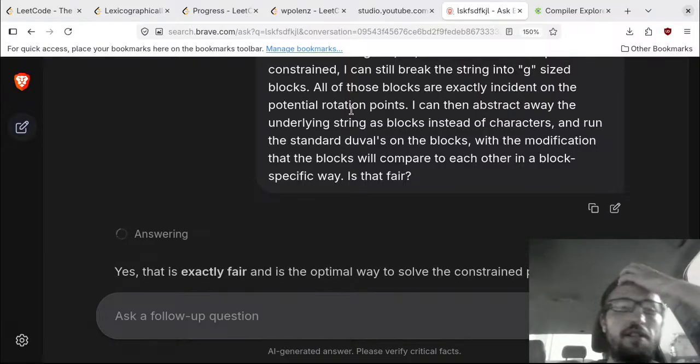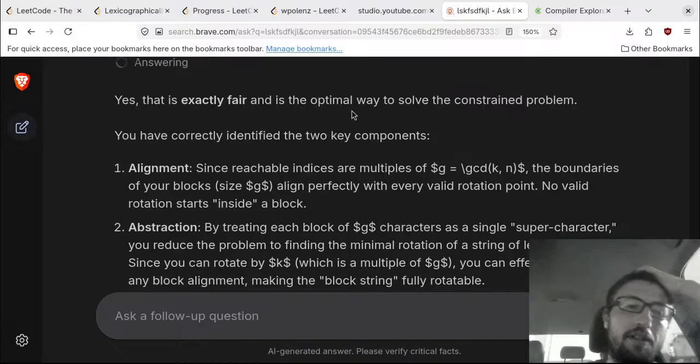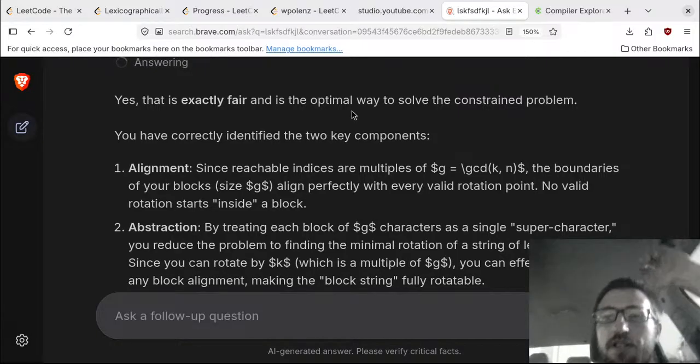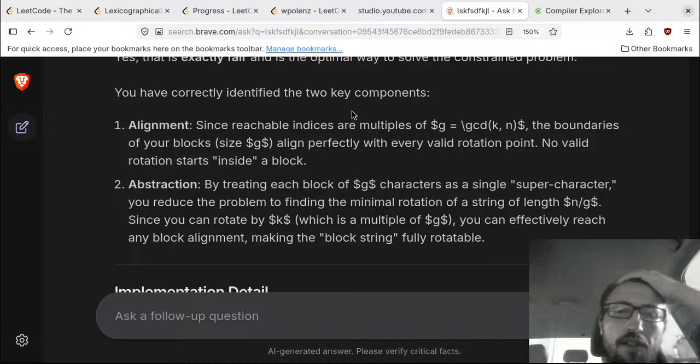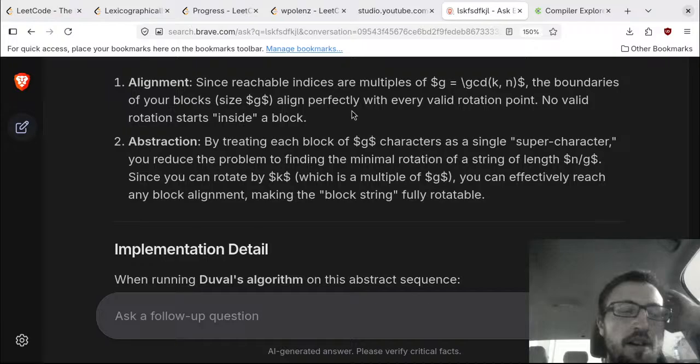That is exactly fair and is the optimal way to solve the constrained problem. You correctly identified the two key components. Alignment: since reachable indices are multiples of G equals GCD of K and N, the boundaries of your blocks of size G align perfectly with every valid rotation point. No valid rotation starts inside a block. Abstraction: by treating each block of G characters as a single super character, you can reduce the problem to finding the minimal rotation of a string of length N over G. Since you can rotate by K, which is a multiple of G, you can effectively reach any block alignment, making the block string fully rotatable.